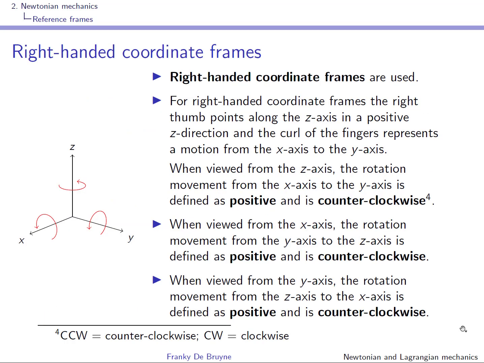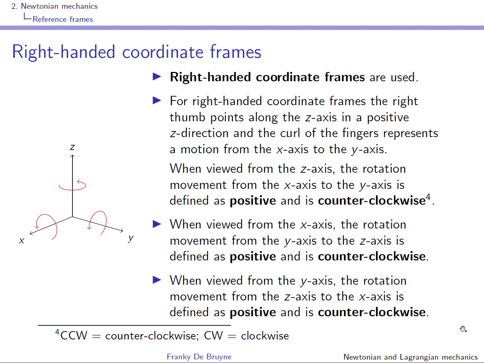In this course, right-handed coordinate frames are used. This means that you need to use your right hand, and for instance you take your thumb and you point it in the direction of the z-axis. You look then at the curl of the fingers, and they represent a motion from x to y. Okay, so viewed from the z-axis, the rotation movement from x to y is seen as positive, and you will see that it is counterclockwise.